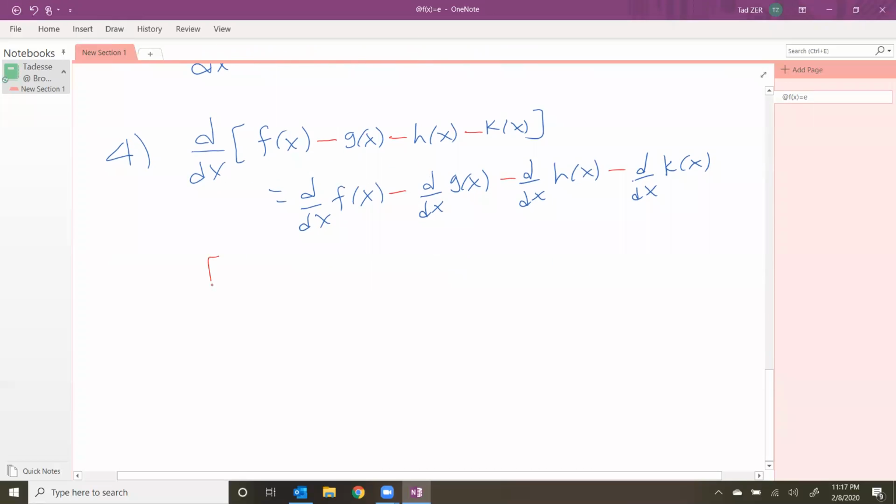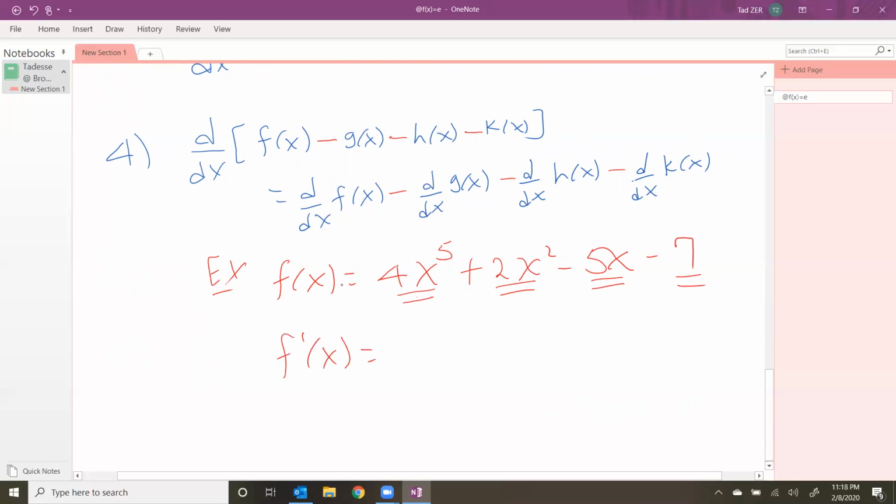So an example will be, let's say you have a function f of x equals 4x to the fifth plus 2x squared minus 5x minus 7. In this case, I shouldn't call it f because I have function 1, 2, 3, 4 functions, right? So this is the sum and difference of 4 functions. So if I want to find the derivative of this function, I'll just find the derivative of each.